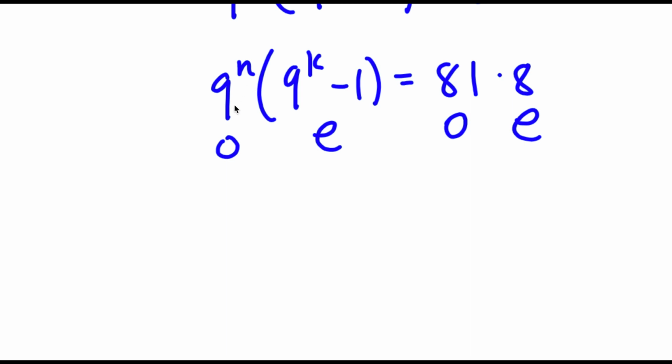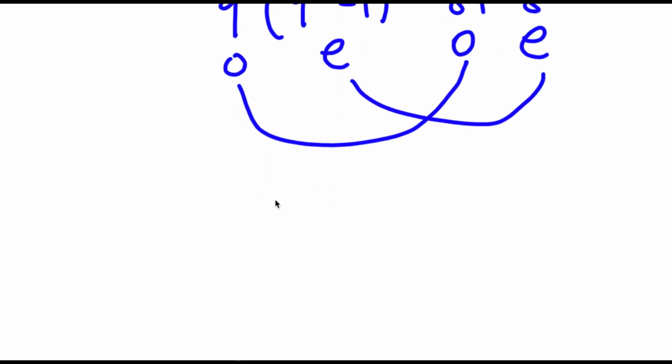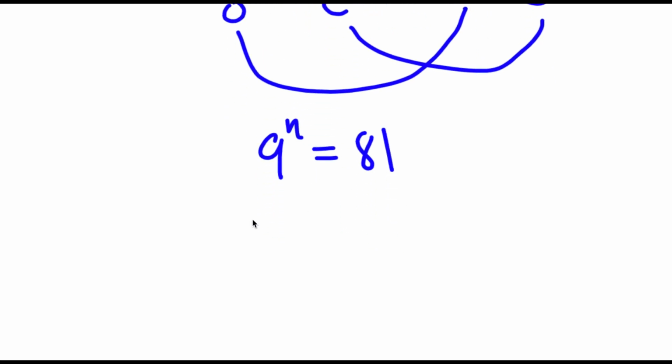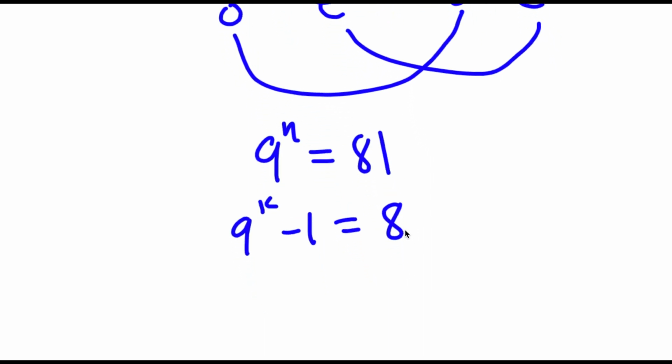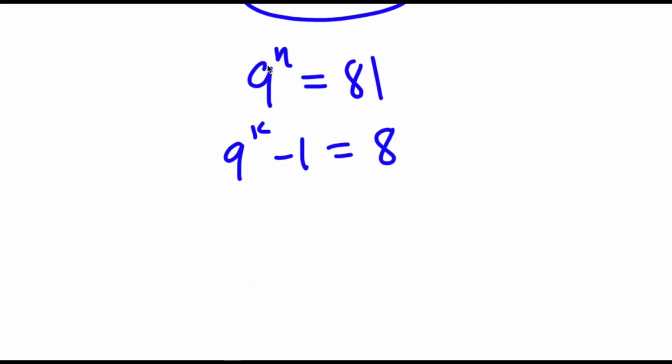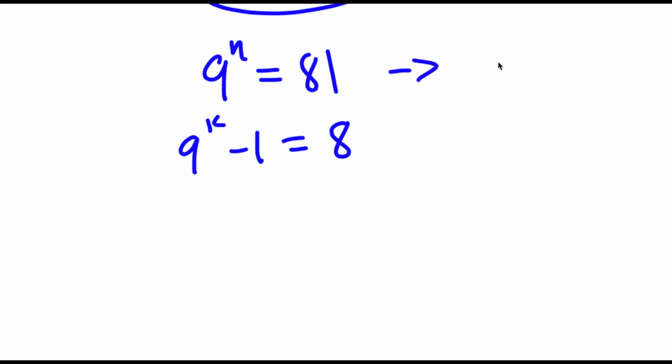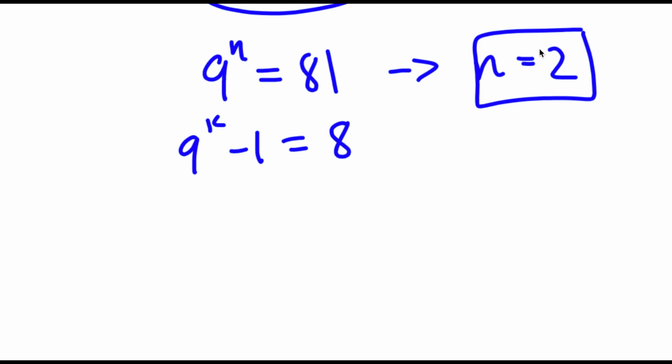And notice how we have something in the form a number times another number is equal to another number times another number, and it's an odd number times an even number is equal to an odd number times an even number, meaning we can set the odd numbers equal to each other and the even numbers equal to each other. So now I have 9 to the power of n is equal to 81, and I have 9 to the power of k minus 1 is equal to 8. So for 9 to the power of n equals 81, n is obviously equal to 2, because 9 to the power of 2 is equal to 81.